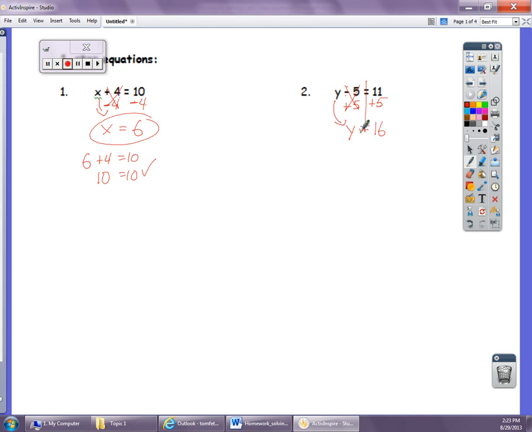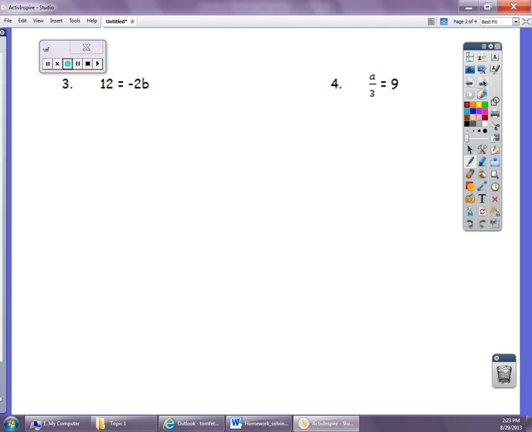And once again, we can check this. If I know that y is 16, I plug it back in, so I can do 16 minus 5, and 16 minus 5 is 11. So 11 is equal to 11. So that's my check step, so I know my answer is correct. When we look at 3, now this time the variable's on the right side.